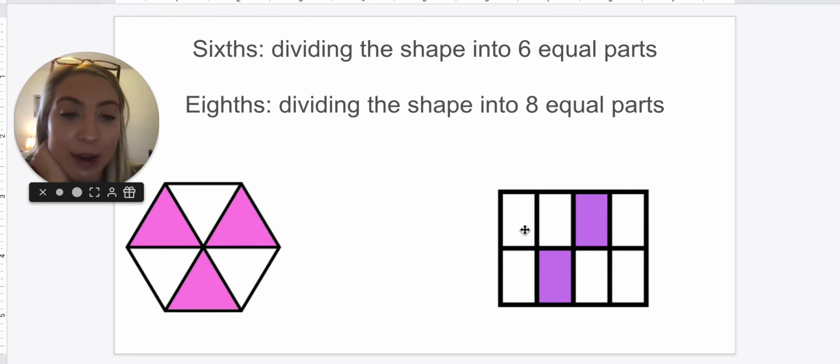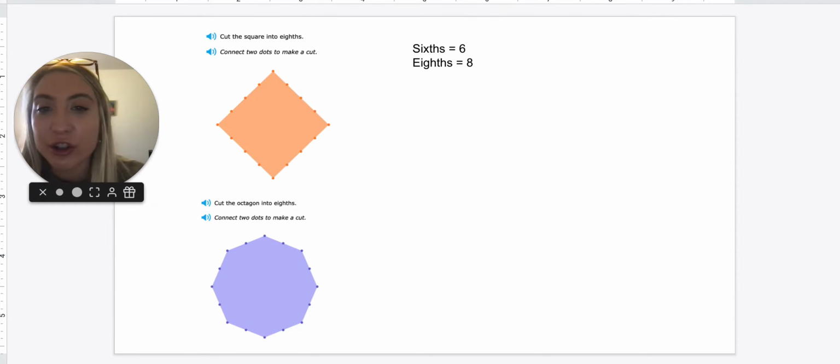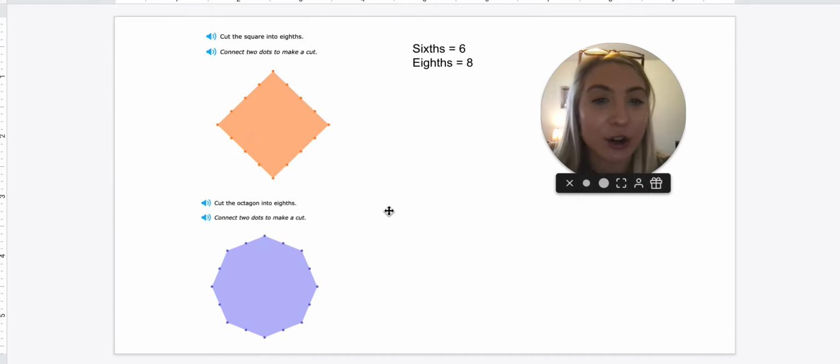Same with here. We have 8ths. We have 1, 2, 3, 4, 5, 6, 7, 8. This shape is divided into 8 equal parts. And we can see when they make a line, it goes from here down to here, straight to the other side. And remember, equal parts means they're all going to be the same size, so they're equal. So now we're going to go over some difficult ones today because this might be where it gets a little tricky. So I put right up here, and if you want to take notes at home, write down 6ths equals 6, 8ths equals 8. That's how many equal parts we're going to have.